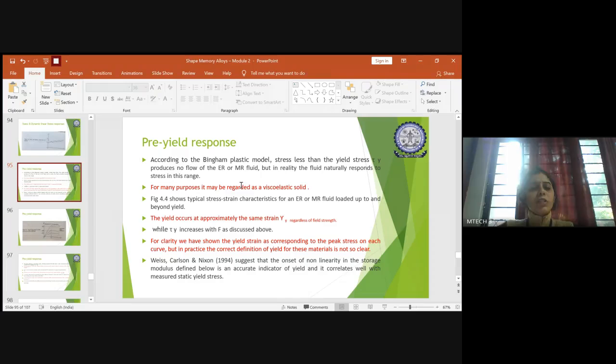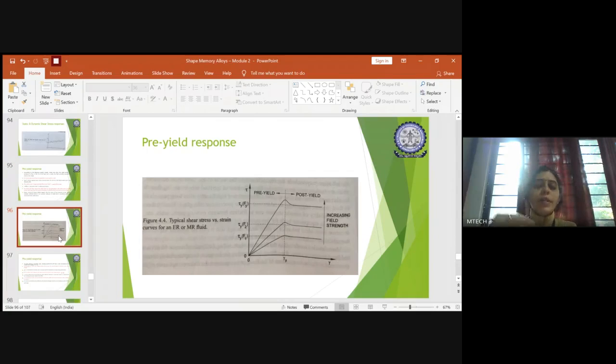Here, before starting, you can see that according to the Bingham plastic model, the stress will be less than the yield stress. Yield stress, I told you, is the maximum stress. So the regular stress will usually be less than the yield stress, and the yield stress is represented by tau suffix y. The normal stress, which is lesser than the yield stress, will not produce any flow in the ER or MR fluid. Why? When you subject some force to the fluid, only then will the fluid flow, right? If there is no external force applied, then there will be no flow of the fluid.